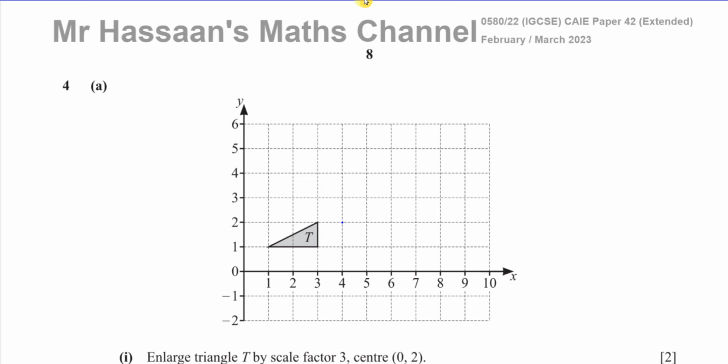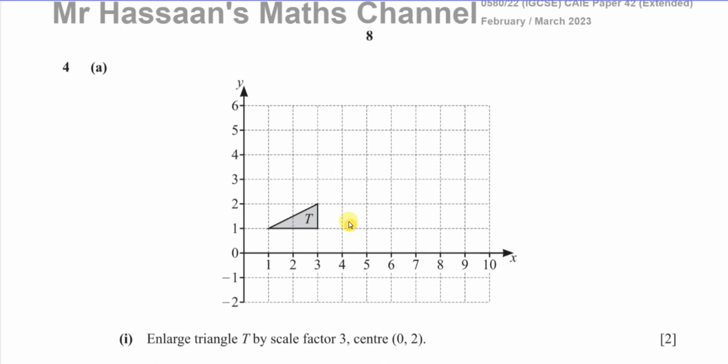I'm now answering question number 4, part A from the February-March 2023 0580 Cambridge IGCSE paper. And this question here is all about transformations. We're given this diagram, this pair of axes with this shaded triangle T. The first thing we're asked to do is to enlarge triangle T by scale factor 3, center 0, 2.